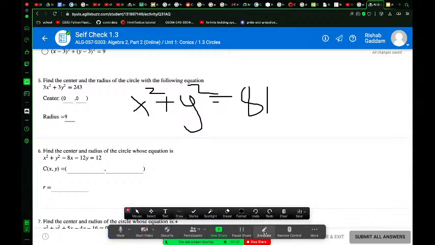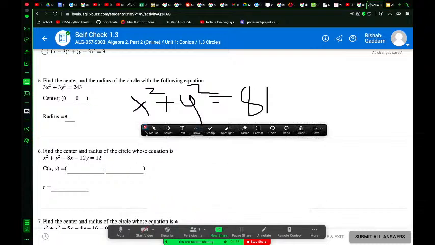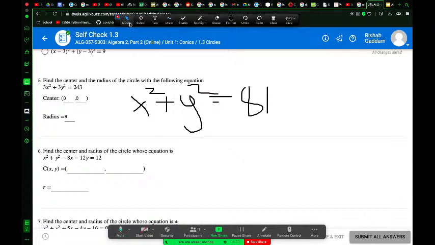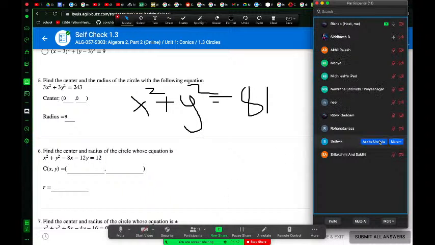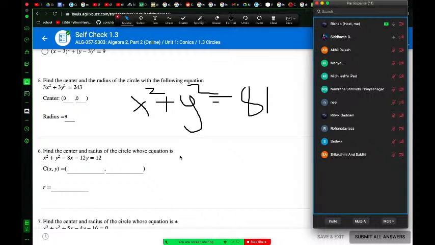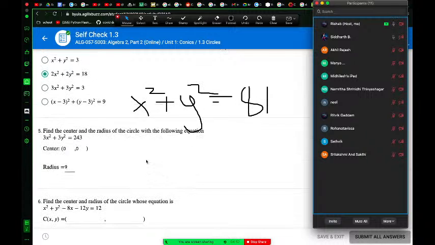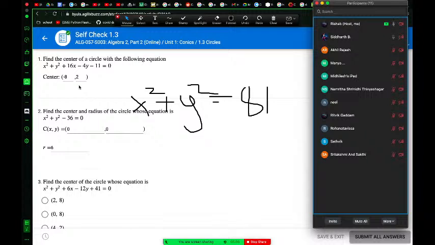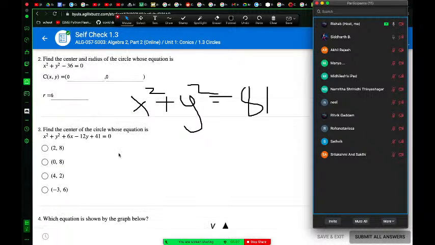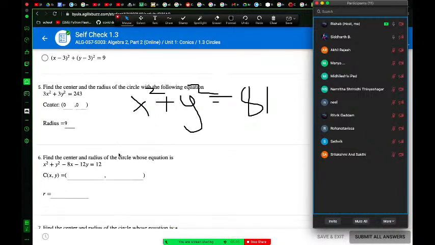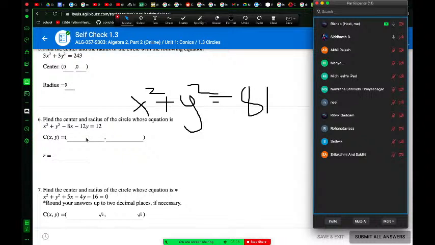Wait, does the center of a circle always have to be 0, 0? What? You were cutting out. I couldn't really understand what you're trying to say. Yes, I asked if the center of a circle has to be 0, 0. No, it doesn't. Not necessarily. See, this first equation right here, it had a center of -8 and 2. The center of the circle doesn't necessarily have to be 0, 0.